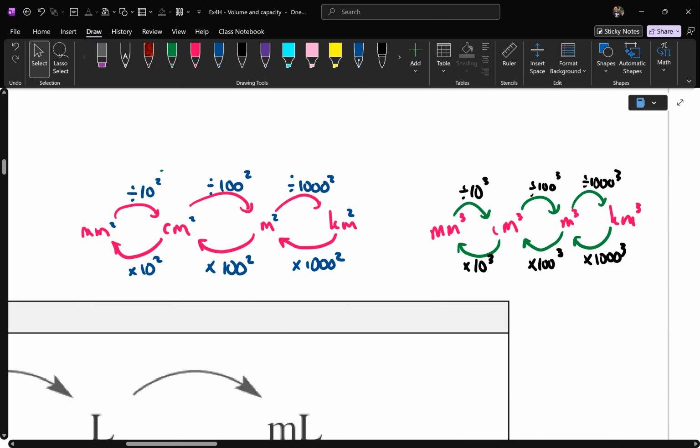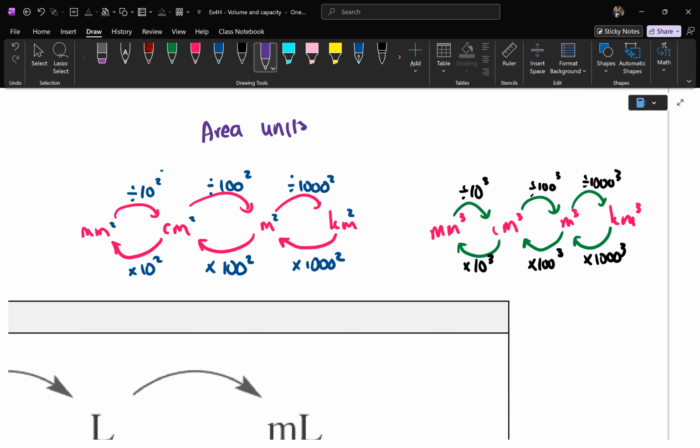So I'm going to write here area. This is called area units. This is called volume units. So exactly the same. The only difference is it's cubed, squared, and length units you don't need a square or cube.